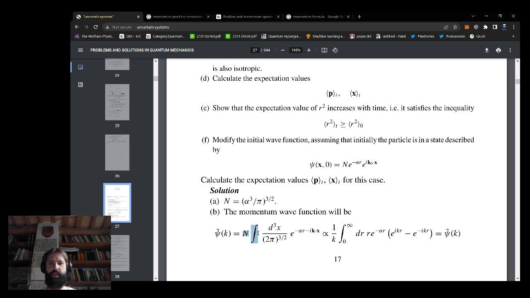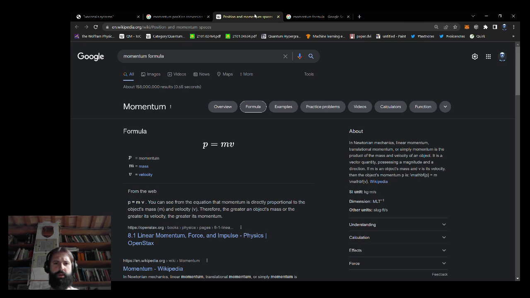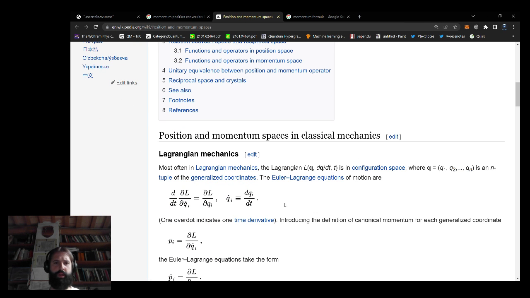Okay, wait a second, but there's an integral. What are we integrating over, though? Why? Because it's a sum, an infinite sum of what? Not so sure why you have to do the integral, but I mean, in Lagrangian mechanics, so, canonical momentum.